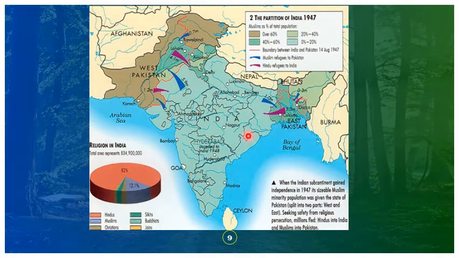So here is the map which shows that West Pakistan and East Pakistan were giving the routes for the Mahajireens to come over from the borders, and it was history's biggest migration, in which 1 billion people migrated to Pakistan and India and crossed the border.